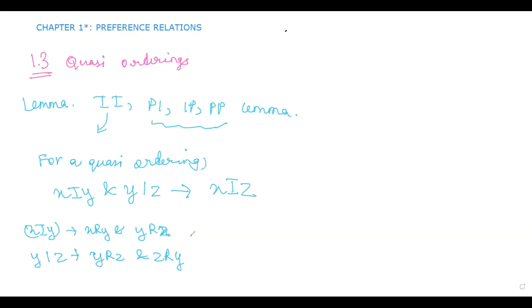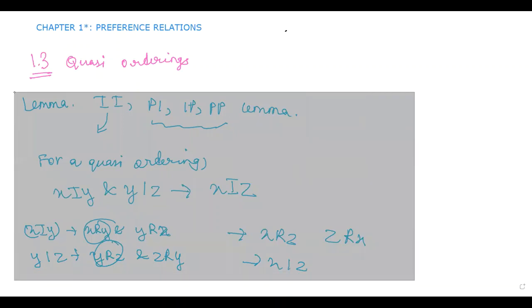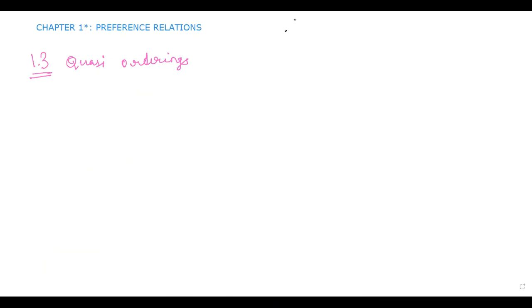So from this and this, because of course this is a quasi ordering, which means it's transitive and reflexive, from these two we have XRZ. And from these two, similarly, we have ZRX, so we have X I Z. Very simple stuff. These are the four: II, PI, IP, PP. So PI means X P Y and Y I Z implies X P Z. Very basic, very intuitive. If X is preferred over Y and Y is equally well liked as Z, obviously you sense that X should be preferred over Z. You can see the rest of the lemmas here in the book. I don't think I need to prove the other lemmas at this point.